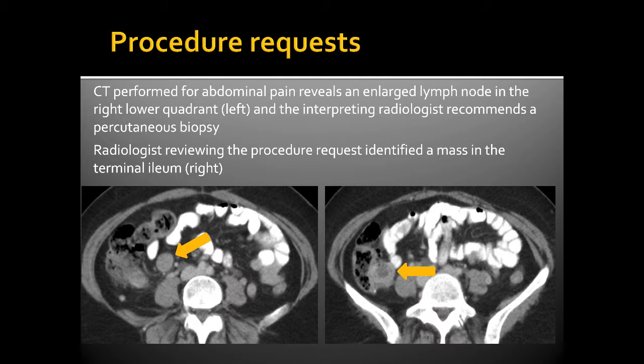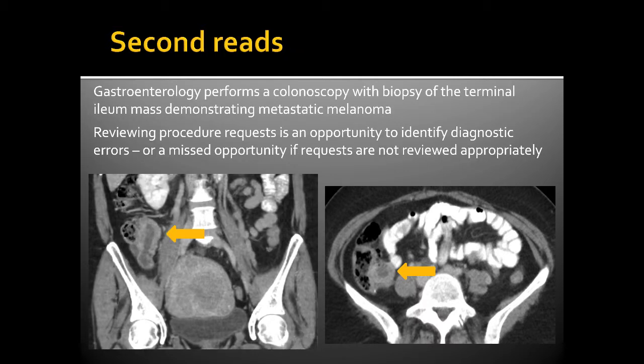The radiologist reviewing the procedure request looks through the study again and identifies a mass in the terminal ileum that the original radiologist missed. This is shown on the image on the right. He talks to gastroenterology, who performs a colonoscopy and biopsies the terminal ileum mass, and pathology demonstrates metastatic melanoma.